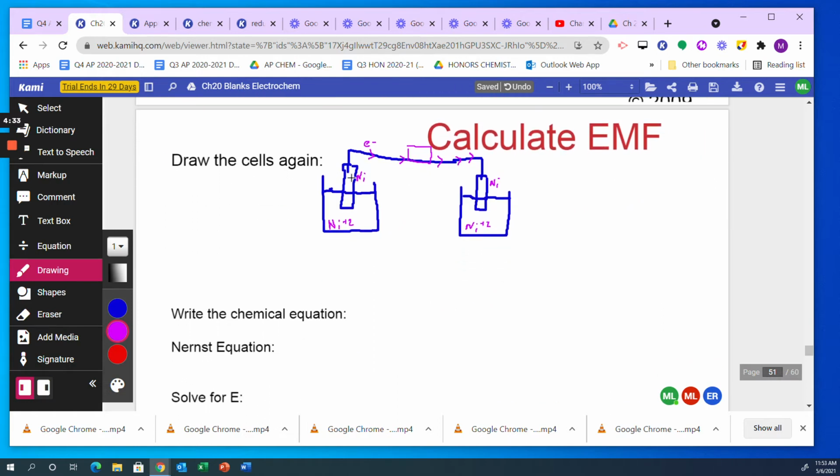Let's draw those cells again. You have nickel, you have nickel plus 2. I'm sorry, in the beginning you have nickel solid as it gives away 2 electrons to become nickel plus 2. This is being oxidized, so this is the anode. This is the nickel plus 2 in the anode. I'm going to write AN there to distinguish it. Over here, now the electrons are coming in. The nickel plus 2 is taking in the 2 electrons to become nickel solid.